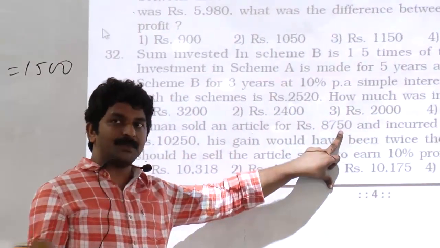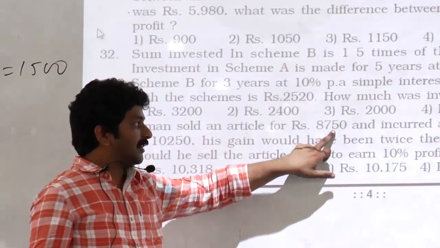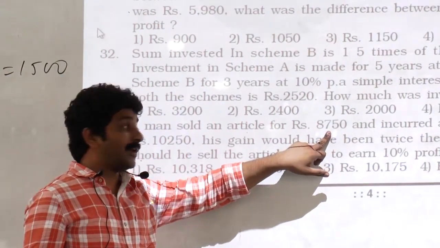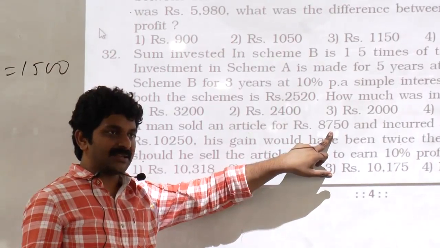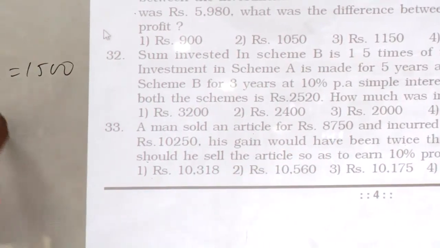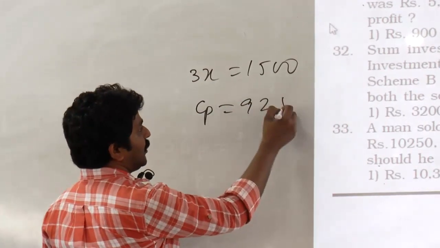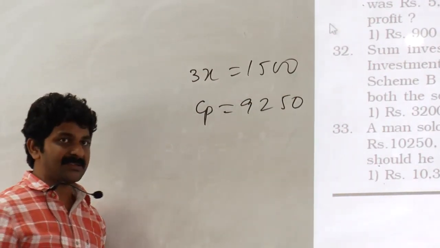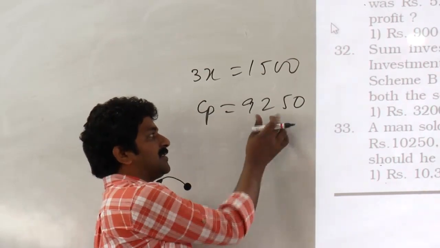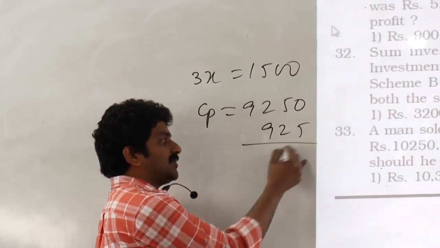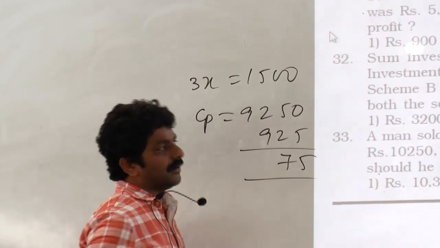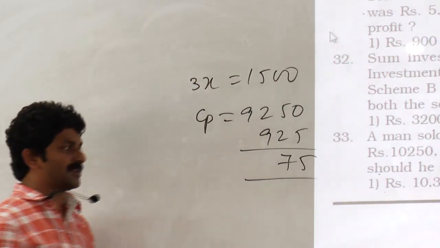And when you are selling it for 8,750, you are getting x rupees loss, which is 500 loss. 500 loss makes you 8,750 selling price. Then cost price will be 8,750 plus 500, 9,250, and you are asked about selling price at 10% profit. 10% of this is 925. Answer should end with 75. Only one option, 10,175.